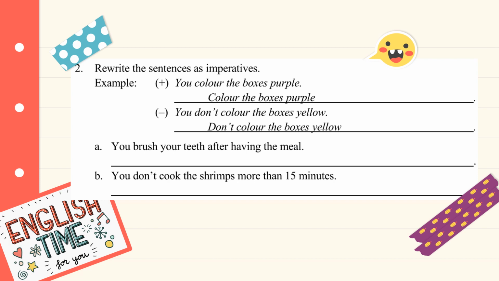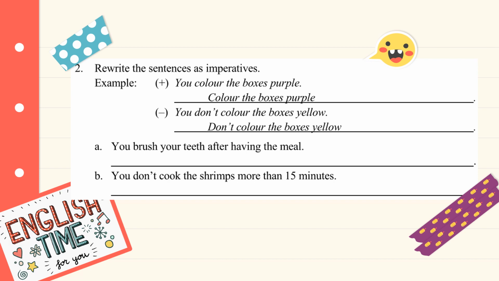Okay, now number 2. Your job here is to rewrite the sentences as imperatives. Now look at the example. For the positive sentence, you color the boxes purple. Do you still remember what imperatives are? Imperatives are sentences that tell you to do something. Do you use a subject for an imperative? No, because imperatives are incomplete sentences. So you always start with verb 1, or if it is a negative imperative, you use don't. Okay, just like the examples.